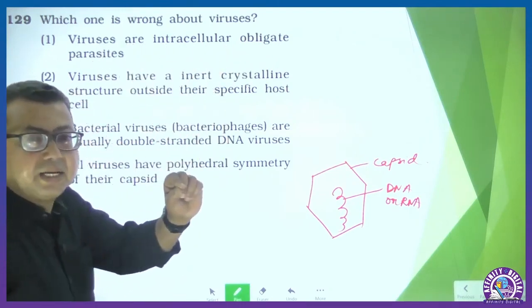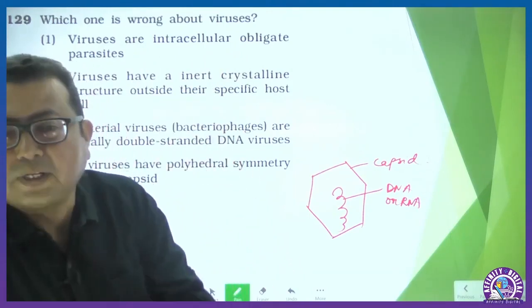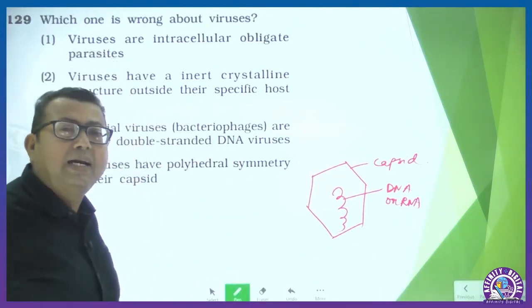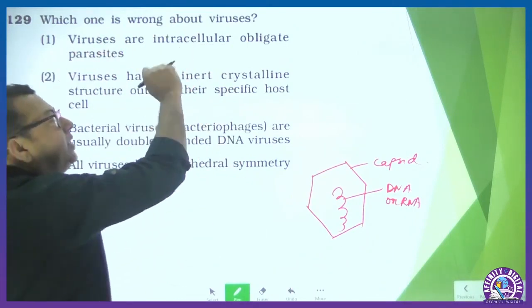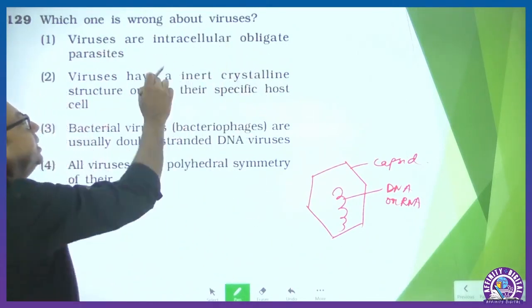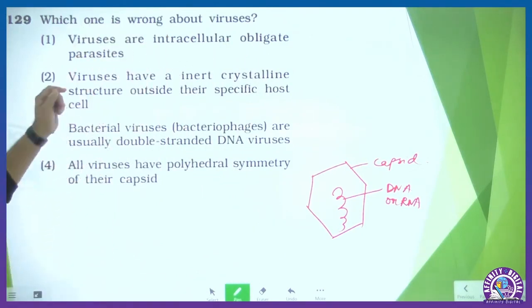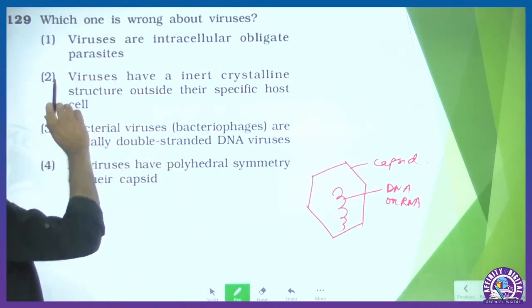When a virus gets inside your body, it gets inside your cell, not staying outside the cell. Intracellular, obligate parasite: that means they always live as parasites. They get inside the cells of your body. So is this statement correct or wrong? Correct. This statement is correct.